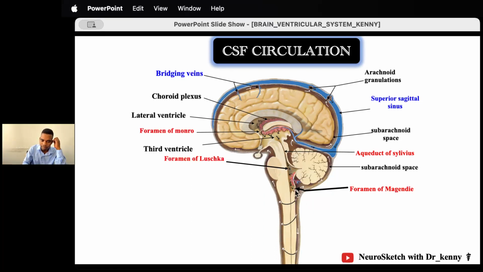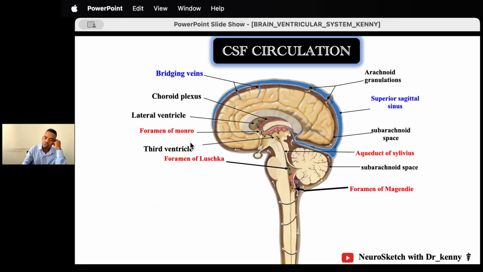I want to emphasize something here: within the subarachnoid spaces, there are some dilated pockets. You see these pockets here; they are called cisterns. We're going to discuss them later. Cisterns are also parts of the pool of CSF, dilatations of the subarachnoid spaces to accommodate this cerebrospinal fluid. And this is the direction of circulation of the cerebrospinal fluid.